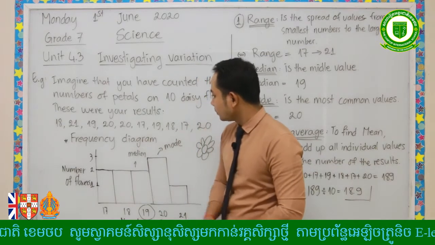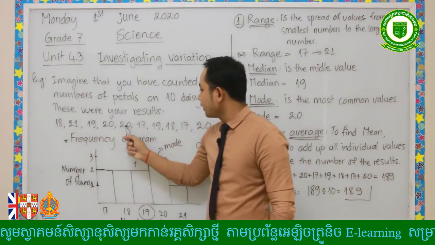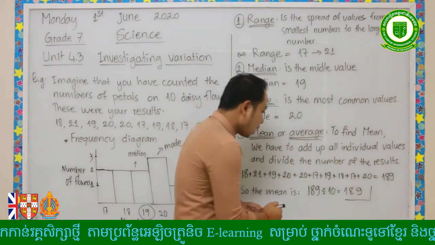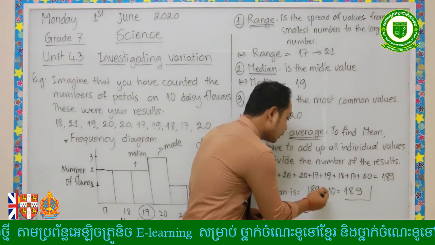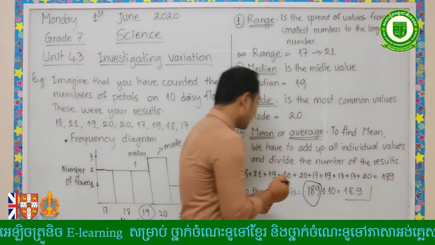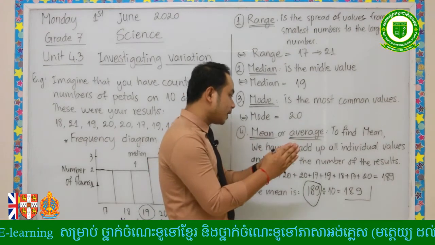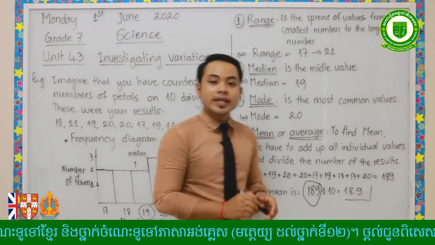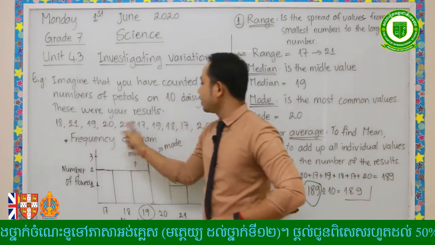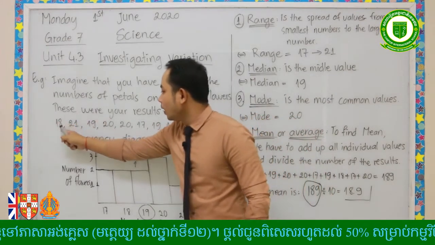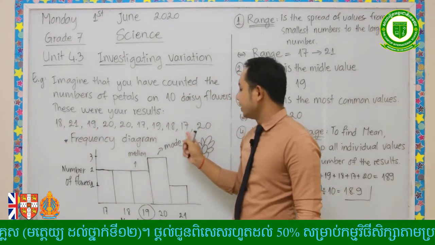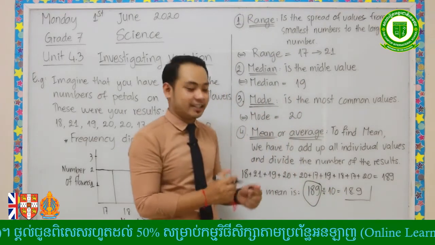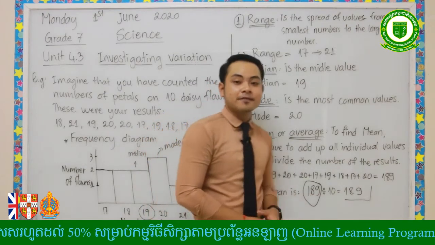How many here? 1, 2, 3, 4, 5, 6, 7, 8, 9, 10. So we need to divide the total we already added up by 10. Where do we get 10 from? We get it from counting each daisy flower. 10, right? 1, 2, 3, 4, 5, 6, 7, 8, 9, 10. So divided by 10, the answer is 18.9. So this is the mean or average.